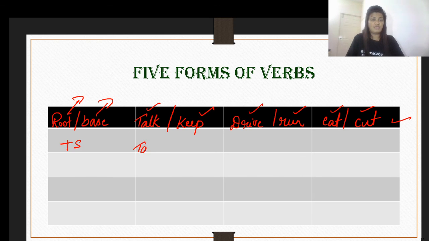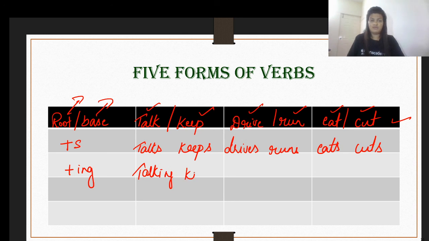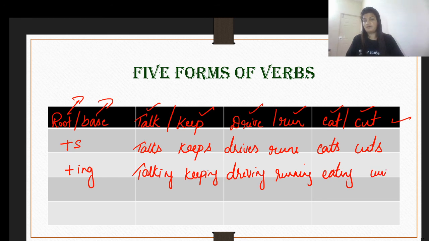Next, we add s to the base form. That is, we add s and it becomes talks. Then we add s to the others as well: keeps, drives, runs, eats, and cuts. So this is how we turn the base form into the plus s form. The next form is the ing form, as in we add ing to the base form: talking, keeping, driving, running, eating, cutting.